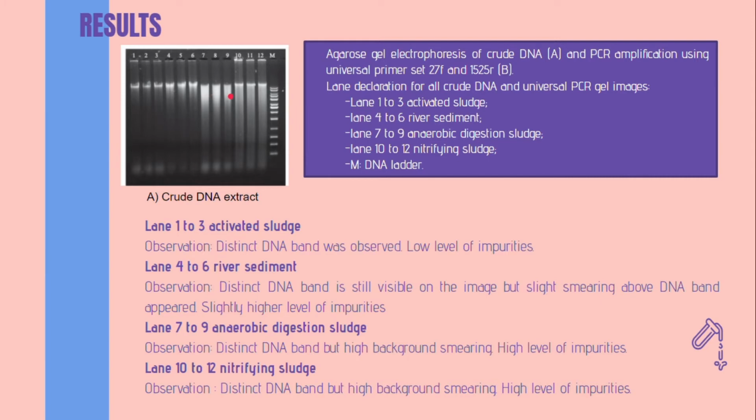Last but not least, for lane 7 to 9 and lane 10 to 12, anaerobic digestion sludge and nitrifying sludge respectively, in all of the lanes the result is a distinct DNA band but high background smearing, which means the level of impurities is high. And also, what we can see at lane 10 to 12 is that in each well the DNA tried to come out of the well, but some DNA still remains inside the well.